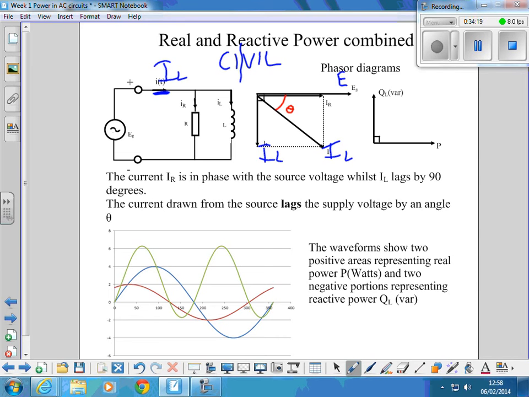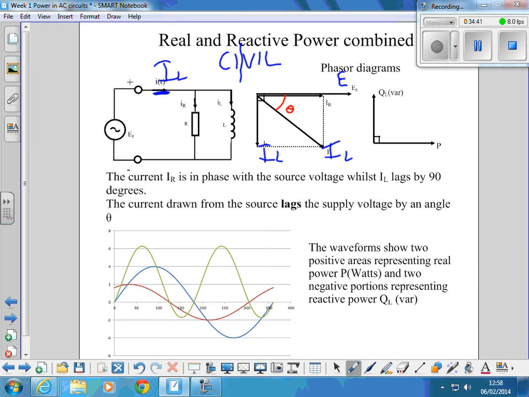If we make the inductive current bigger, it's going to pull the angle down and make the current drawn from the supply bigger and the line longer. If we make the reactive current smaller, it's going to make the angle smaller. Right? The phase angle between the two.